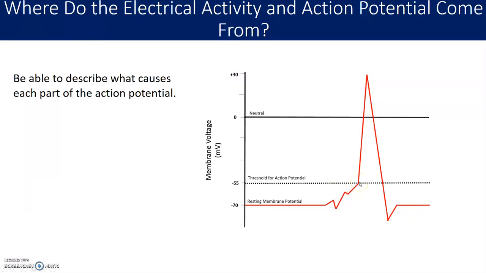Once you hit the threshold, then a lot of positive ions flow into the cell, generating this high spike, which then the ions flow back out of the cell and everything gets restored back down to the resting membrane potential. So really the action potential is this transient spike in membrane voltage where it flips from being negatively charged to positively charged.